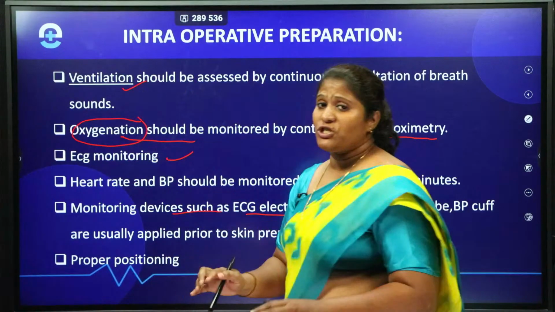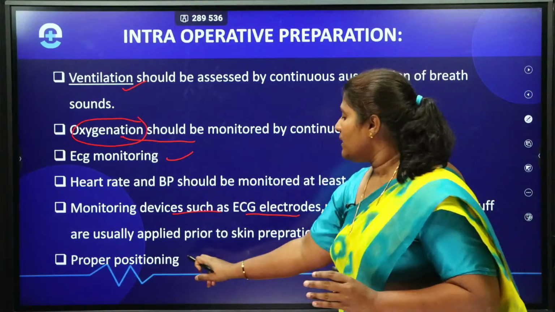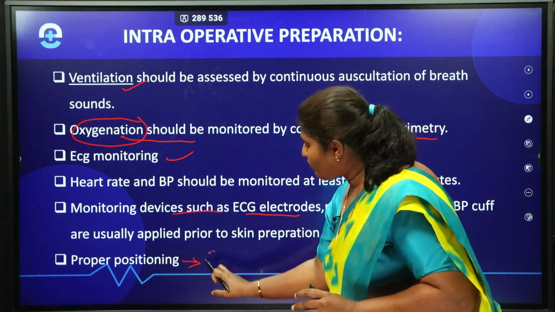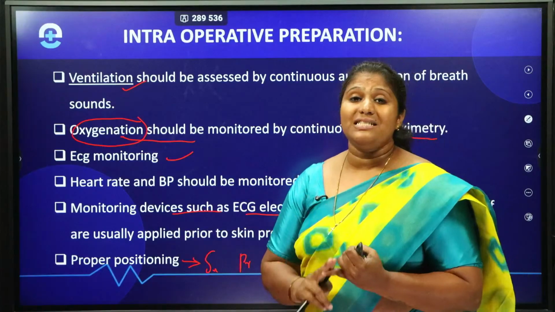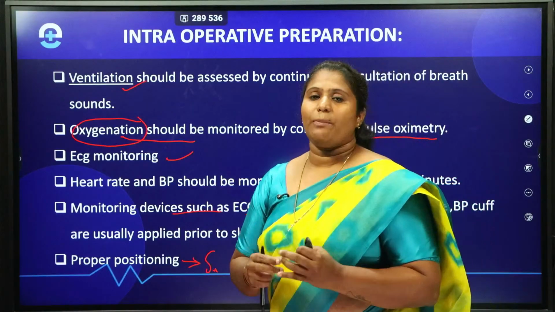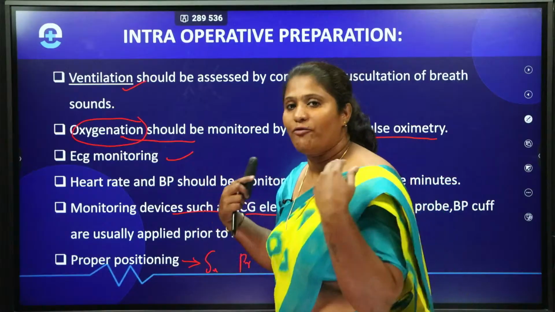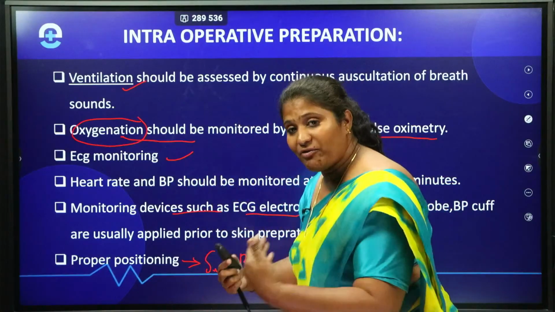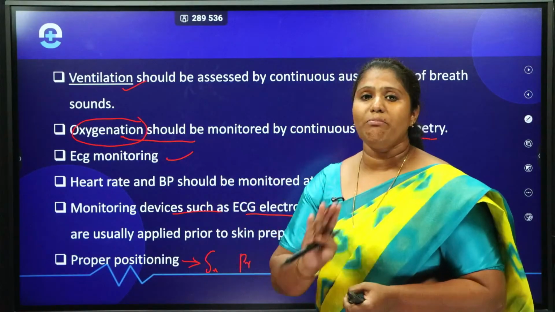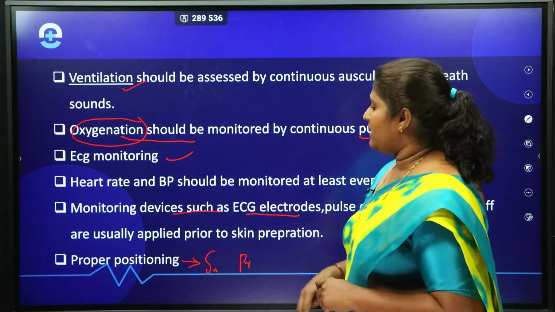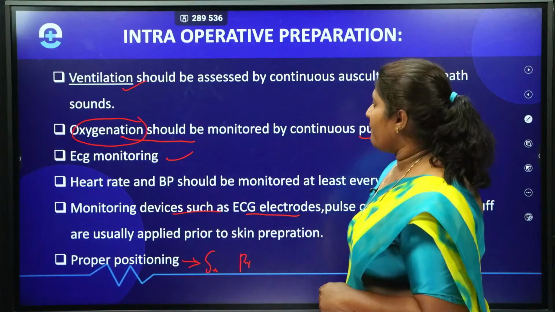Then proper positioning, that is an important one. The patient is placed either in supine position or prone position according to the surgical site. Suppose the patient has a spine surgery, then we have to position the patient in a prone position. Like this, the position needs to be maintained during the operation time.